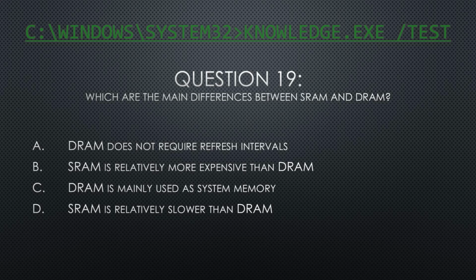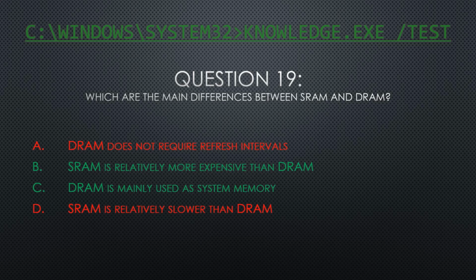Question number 19. Which are the main differences between SRAM and DRAM? A. DRAM does not require refresh intervals. B. SRAM is relatively more expensive than DRAM. C. DRAM is mainly used as system memory. And D. SRAM is relatively slower than DRAM. So we know SRAM is more expensive than DRAM, and DRAM is mainly used as system memory, so B and C are correct.